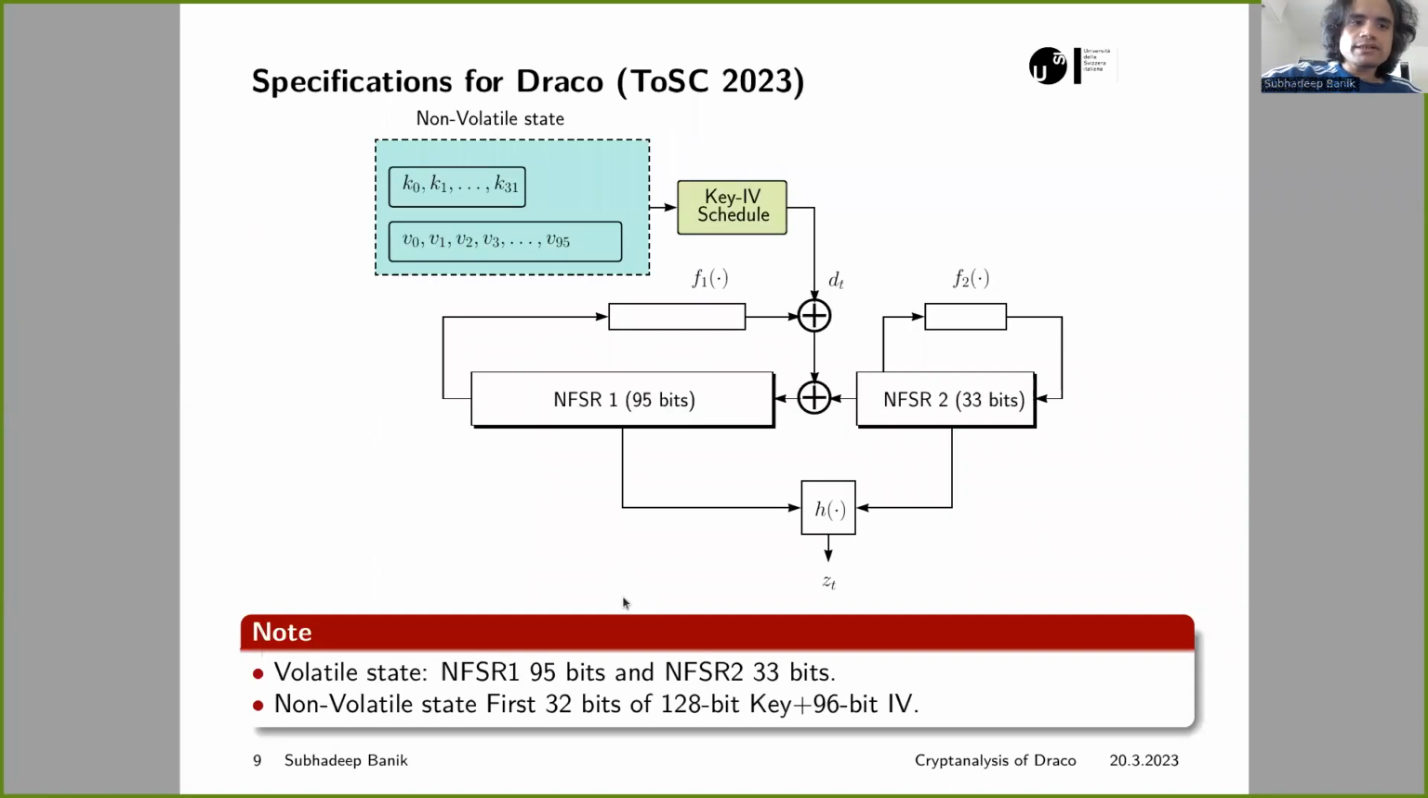So Draco was designed and presented at FSE this year. Those familiar with the structure of the Grain family of stream ciphers will recognize this setup immediately. So it has two nonlinear registers of size 95 and 33 bits. And the state is updated with a 128-bit non-volatile state, which consists of the first 32 bits of the key and the 96-bit IV, by XORing this bit d of t to the update function at every clock cycle.